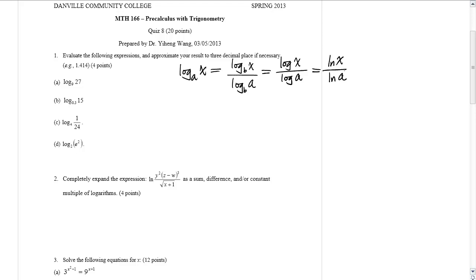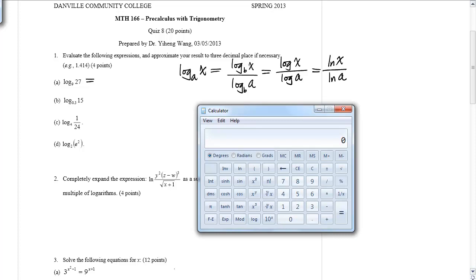numerator and the denominator. Therefore, the first problem equals, I'm just going to use the common logarithm. Once again, if you use the natural logarithm, it will give you the same answer. So log 27 divided by log 9, and this equals 1.5.